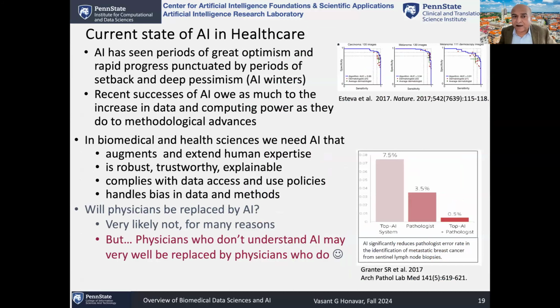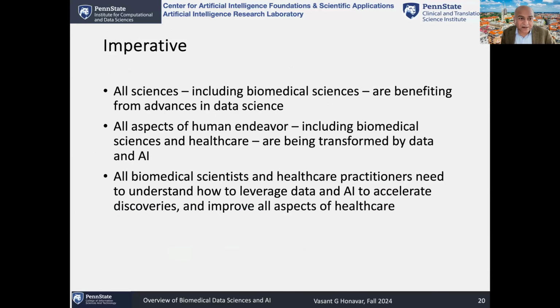And the current state of AI in healthcare, if we were to summarize it, is that AI is not going to replace physicians anytime soon. And most people would agree that that's not necessarily a desirable thing. However, to quote a colleague, if you ask the question, will physicians be replaced by AI? The answer is very likely not, for many, many reasons. But physicians that don't understand AI may very well be replaced by physicians that do. So this is an important tool to understand.